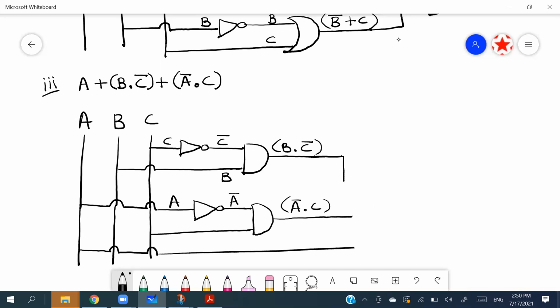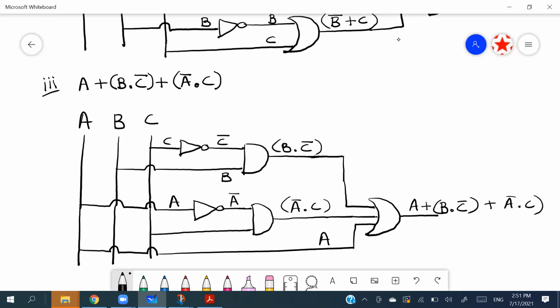Then I'm going to drive these lines inside an OR gate. All three will be flowing inside one OR gate. This brings me A. So it will create A plus B dot C bar plus A bar dot C. Okay, that's going to be your final output and the third circuit.